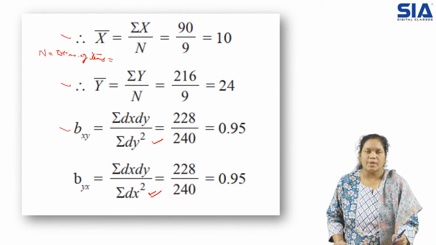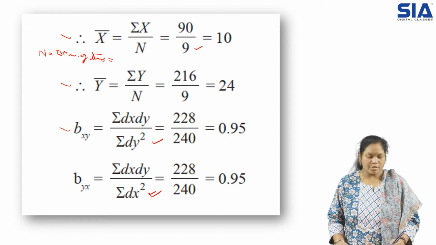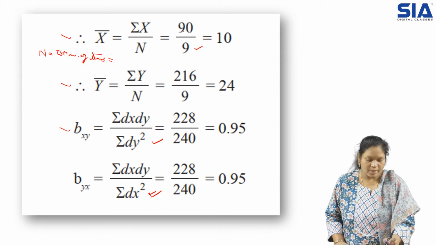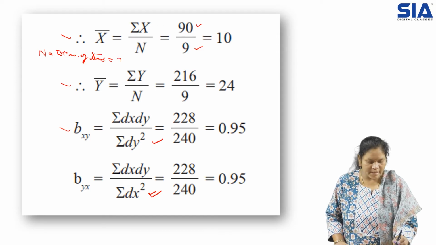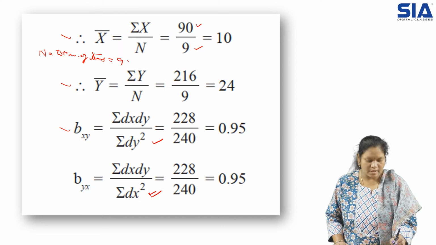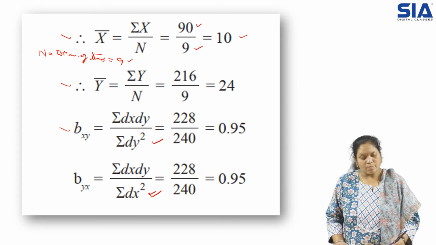So 9 values we have. So n is 9. So we have obtained n and summation x. So substitute and get the answer for x bar. Summation x just now we have obtained, that is 90, and n is 9. Count the numbers in the x values, that is your capital N. I have substituted here, and I have got the value as 10. So x bar I have obtained.